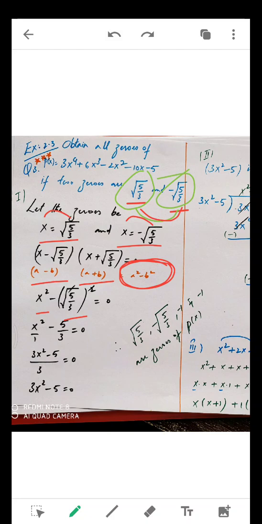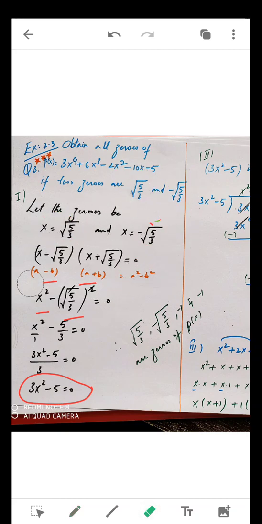The quadratic equation is 3x square minus 5. So whenever you get two zeros, you have to combine them and form a quadratic equation. That is the first step. After finding the quadratic equation, you should divide this polynomial with this quadratic polynomial. That is our second step.